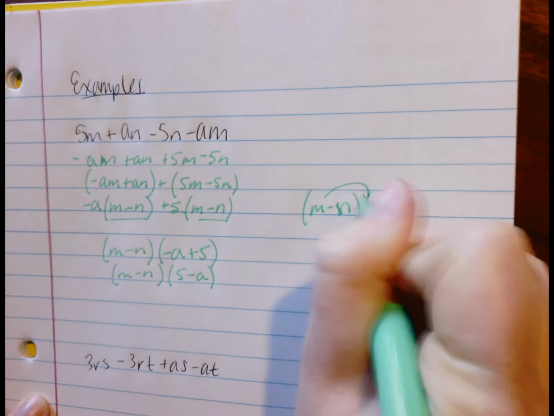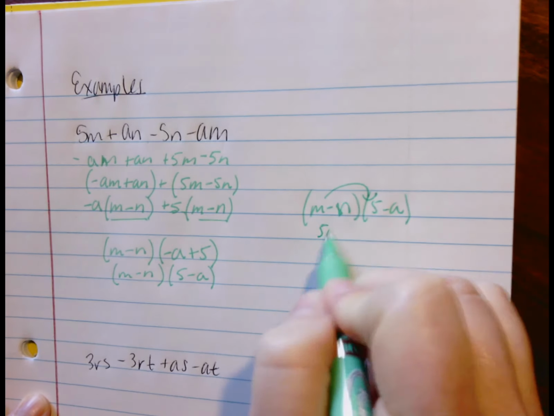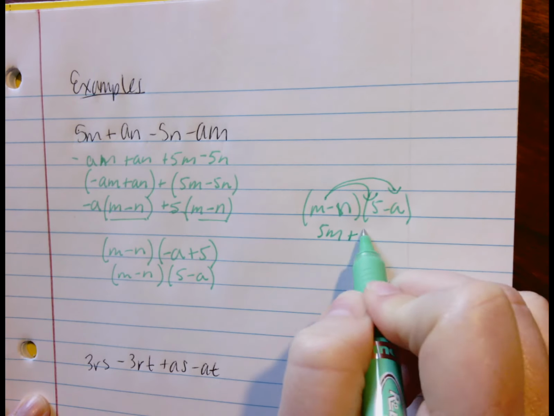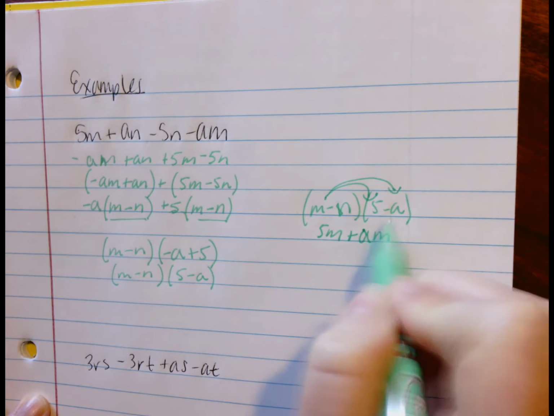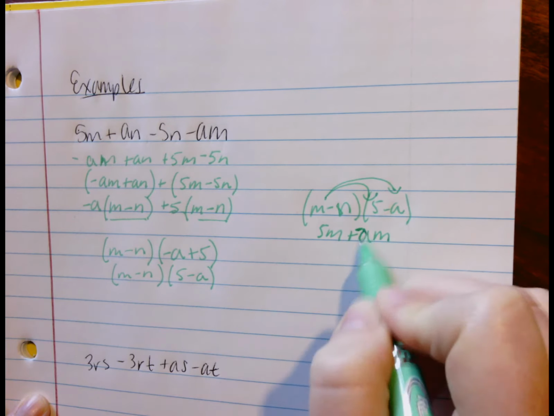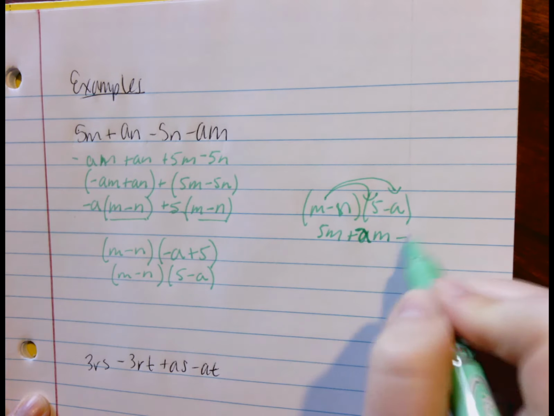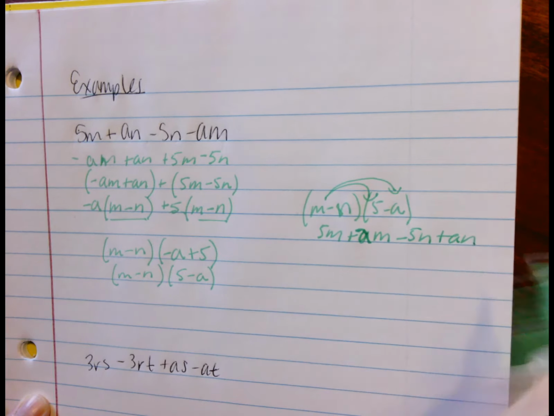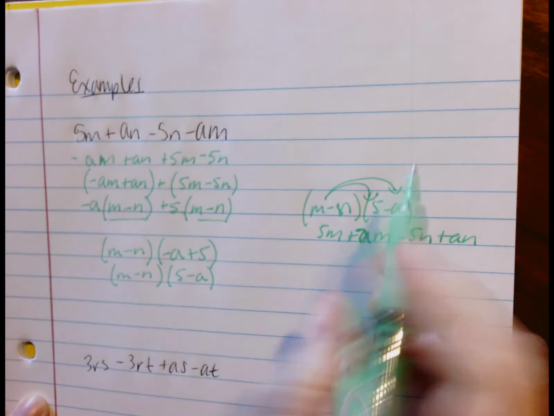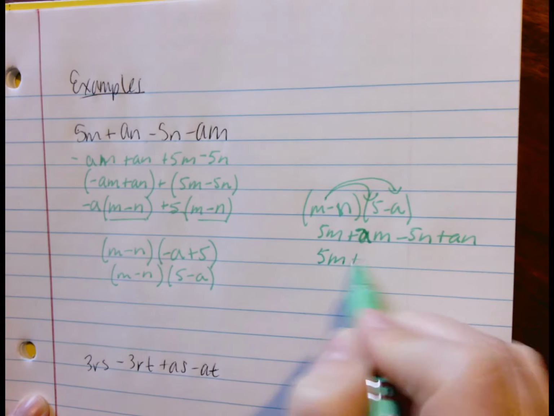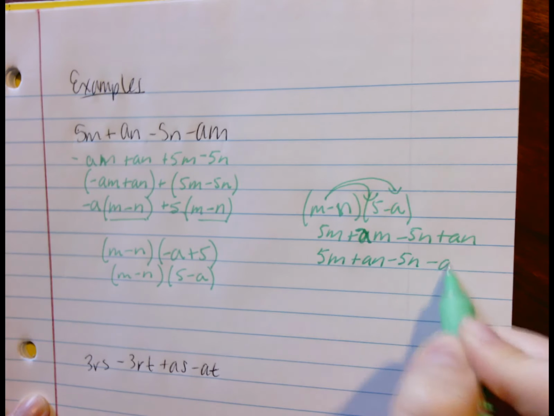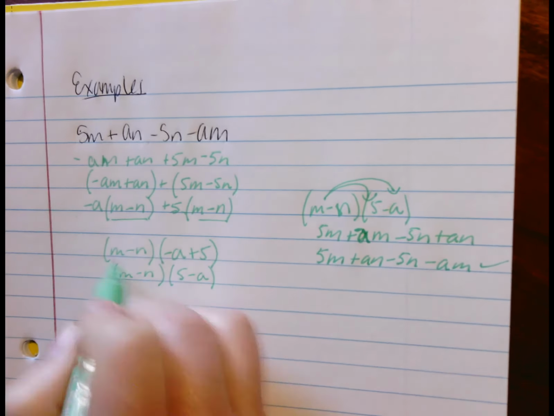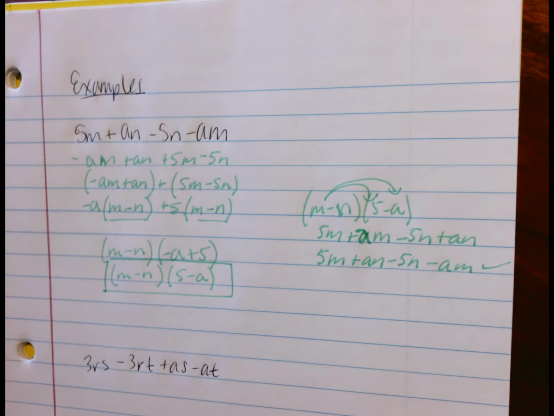Okay, we're going to do the first two terms. M times 5 is 5m. Outer two terms, m times a is am. And again, that's a negative there, so that needs to be negative am. And then negative n times 5 is negative 5n. And negative n times negative a is a positive an. And so if we rewrite it like the original, we have 5m plus an minus 5n minus am, which is exactly what we started with here. Okay, so that means that this, as our final answer, is correct.